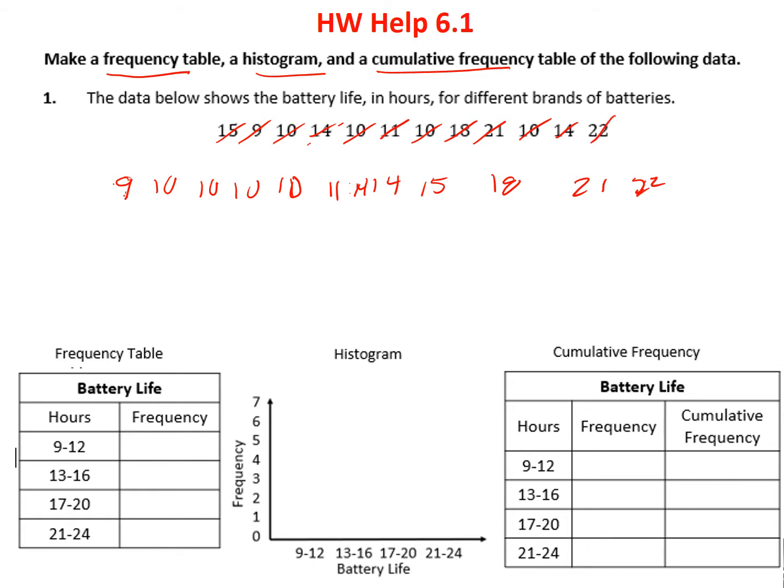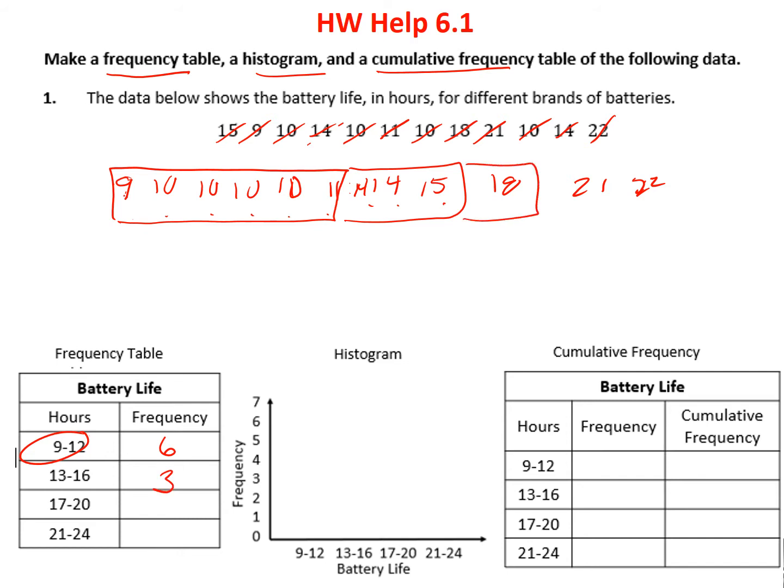Okay. So now I want to know how many are between 9 and 12. Well, 9 to 12 would be this range here, so I can count them. 1, 2, 3, 4, 5, 6. So that means there's 6 in this range. 13 to 16 would be here. 1, 2, 3. So there's 3 in that range. 17 to 20, there's only 1. And then the last one, 21 to 24, there's 2. So that's my frequency table. It's just telling me how many are in each category.